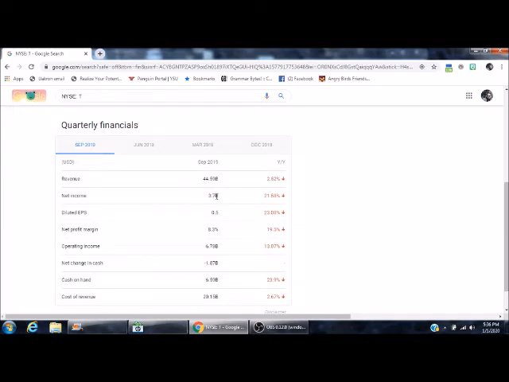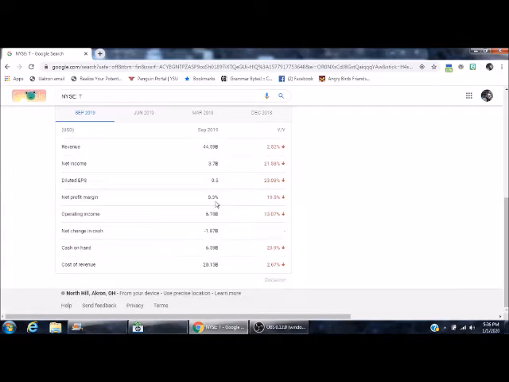Net income of $3.7 billion, and importantly, we can see that it's down compared to where it was. Diluted earnings per share is also down, and so on. The profit margin down, operating income down, net change in cash negative $1.87 billion. So that's how much money that they, not necessarily that they lost, but that's how much cash that they don't have that they did have. Cash on hand, $6.59 billion.